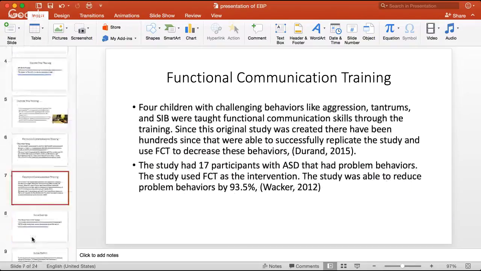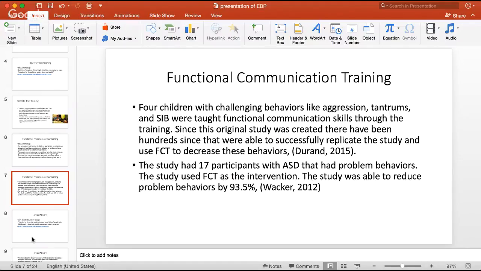I also added research to this. Not all of them have research, but I wanted to make sure you guys as parents could see that there is this research. This was for children, and it did work with other kids. So you could see there's proof. 4 children with challenging behaviors like aggression, tantrums, and SIB were taught functional communication skills through the training. Since this original study was created, there have been hundreds more that were able to successfully replicate the study and use functional communication training to decrease these behaviors. This was by Durand from 2015.